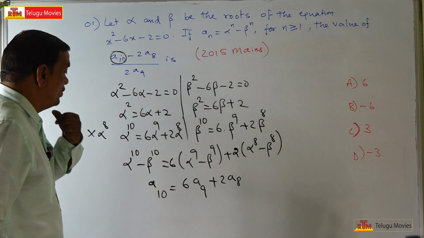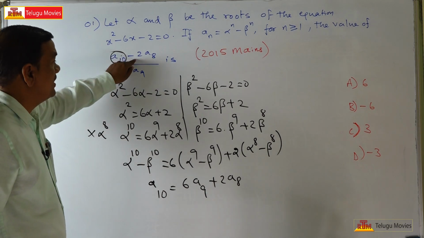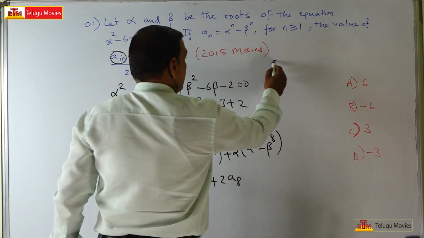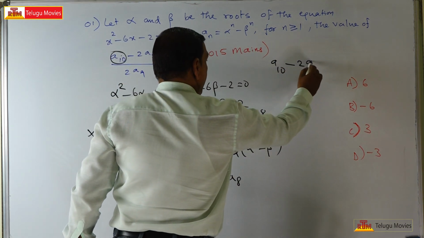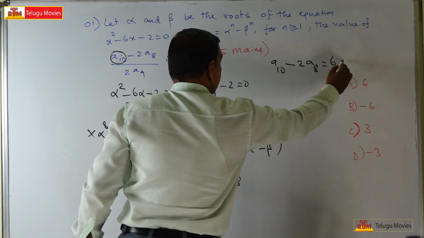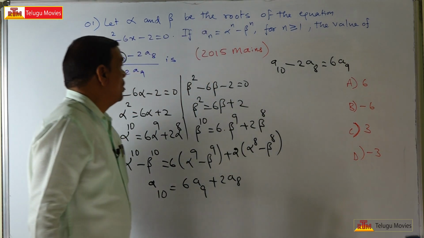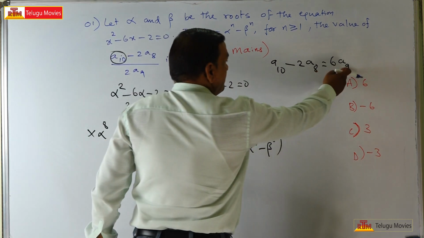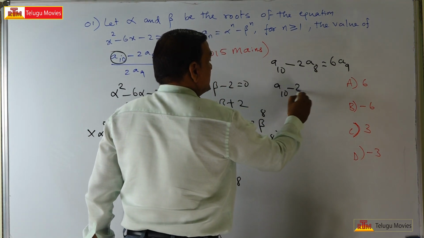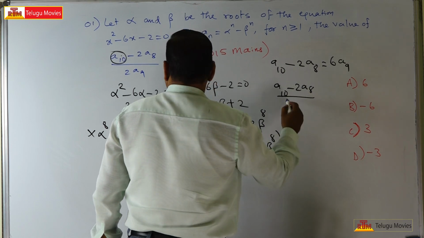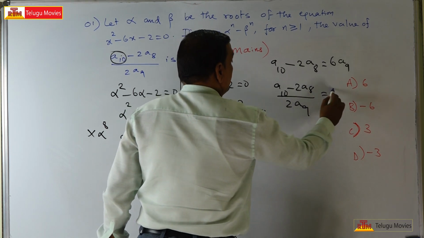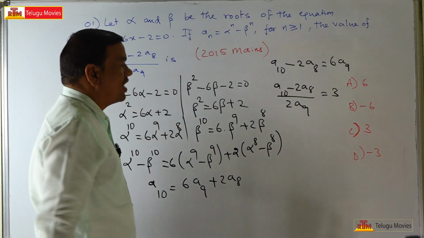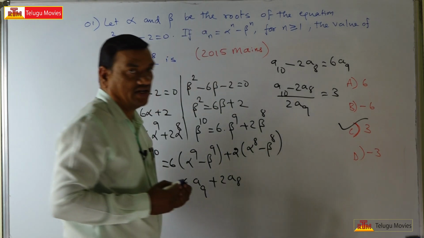Now coming to your problem, A10 minus 2 times A8. Take this term to this side, so A10 minus 2 times A8 is equal to 6 times A9. We want 2 times A9, so dividing by 2 times A9, here it will come 3. 2 threes are 6, 6 times A9. So your answer is option 3, the right answer.